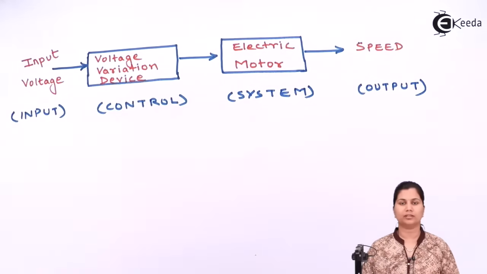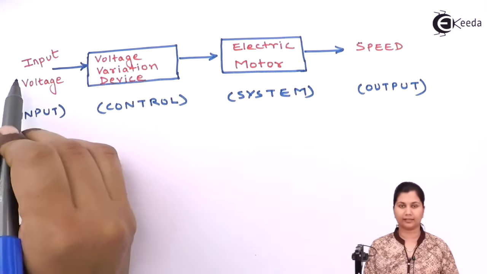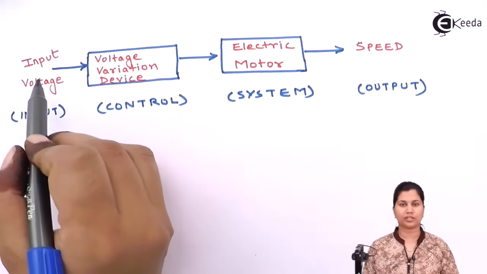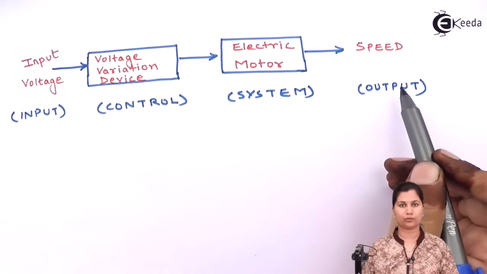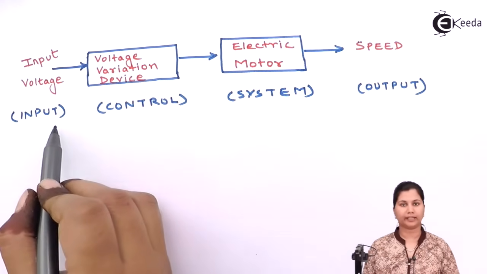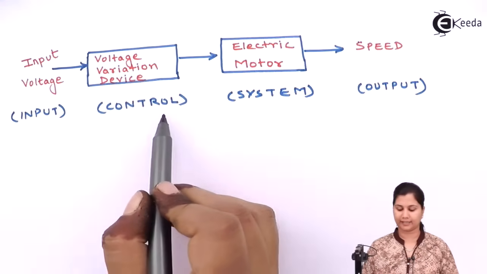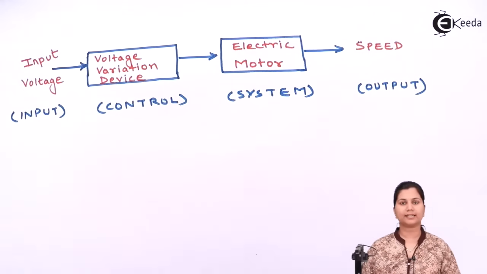This example is about the electric motor. So how is an electric motor a control system? The electric motor is the system, and the input to this system is the input voltage. This input voltage is applied to a control element, which is the voltage variation device, and the output of this control system, or this electric motor, is the speed of the motor. So the input voltage is the input to the control system, the voltage variation device is the control element, the electric motor is the system, and speed is the output. You can represent this electric motor example with a block diagram having all the components of a control system. Now let's study a few applications of control system.